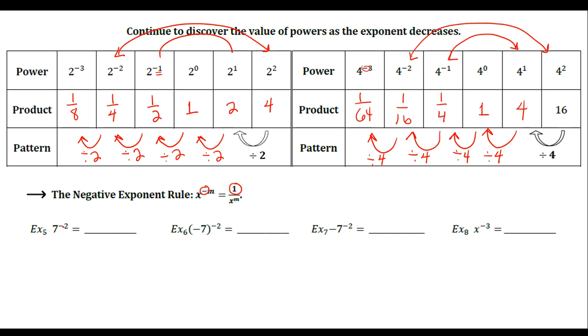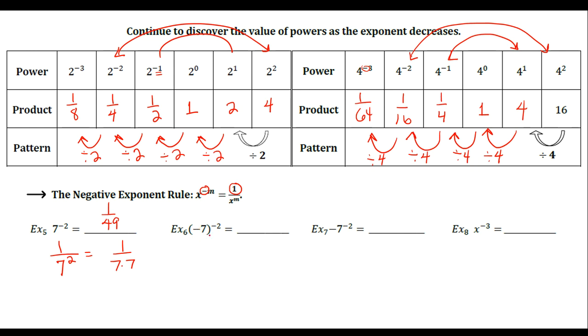So we have 7 to the -2. I'm going to first simplify and get rid of the negative by moving my 7 to the bottom, and now my exponent becomes positive. And then if we expand it, we get 1/49.